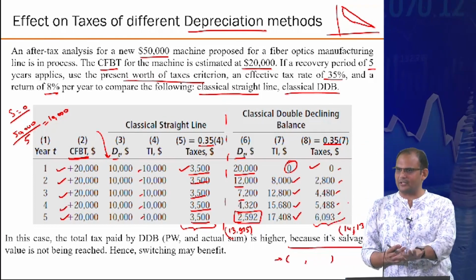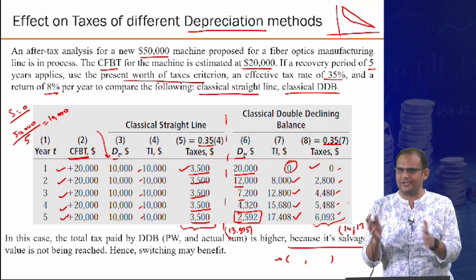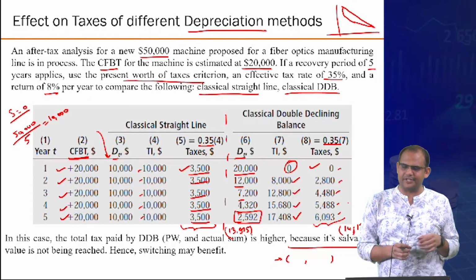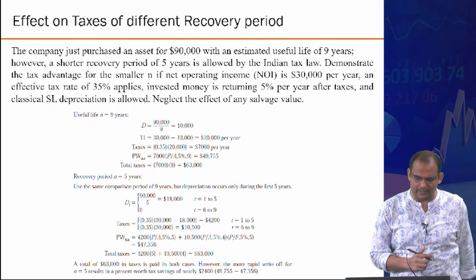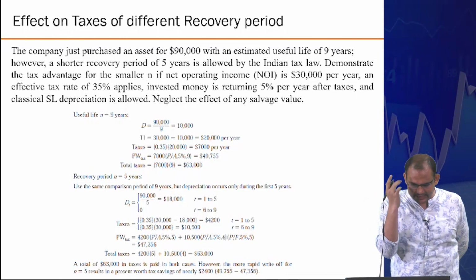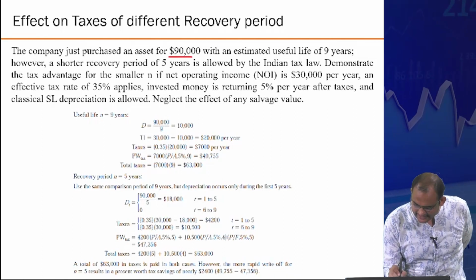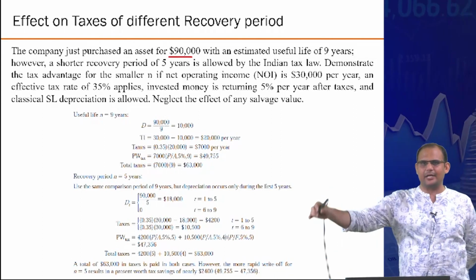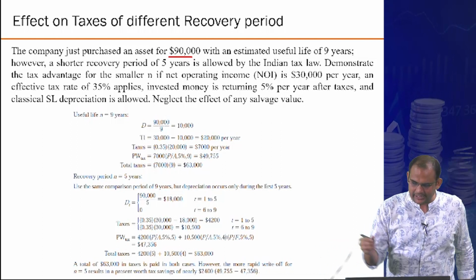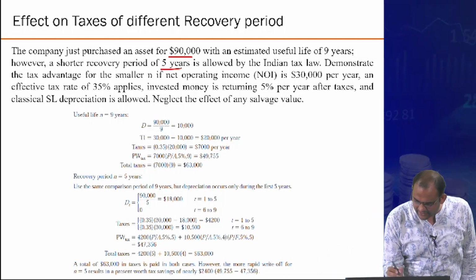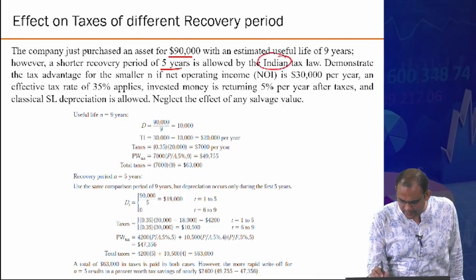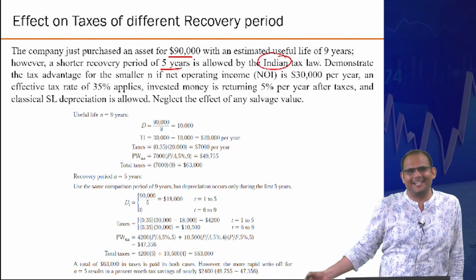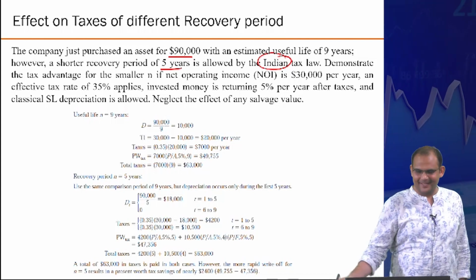Okay, this concept is clear, how taxation with different depreciation methods will play out. Then I'll just give you one final example here. In this case, the company just purchased an asset for $90,000 with an estimated useful life of 9 years. However, a shorter recovery period of 5 years is allowed by the tax law. I just wanted to change something in the problem statement, but ultimately it's a tax-offs problem.